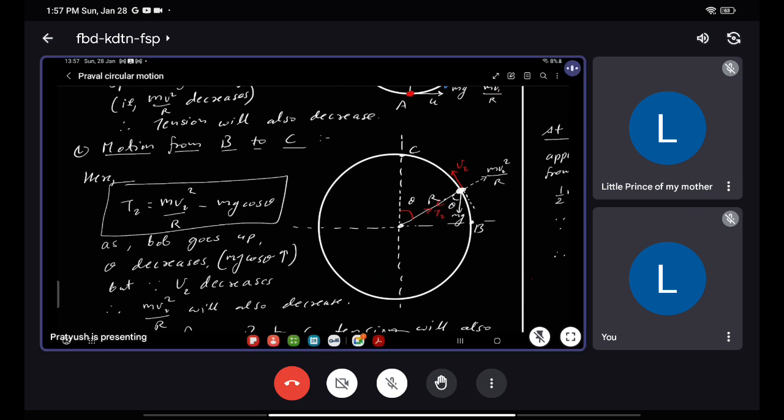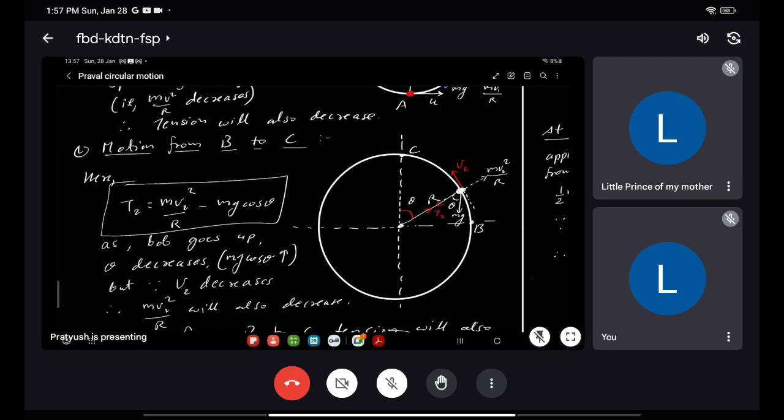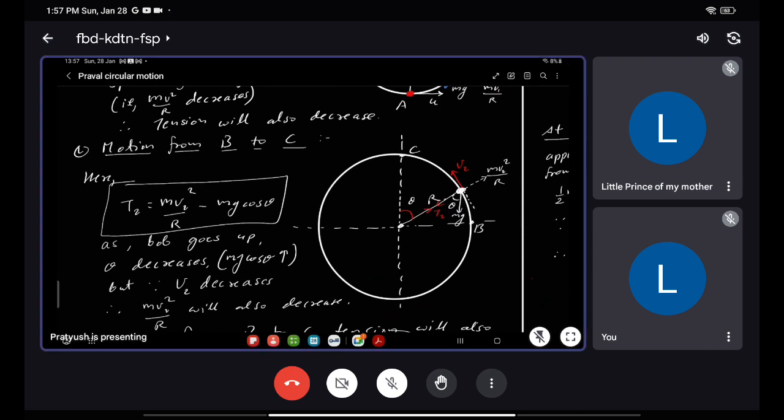Now what is happening? Here what will happen? As theta is decreasing again, velocity is also decreasing. Therefore, mv square by r, the pseudo force, will also decrease.